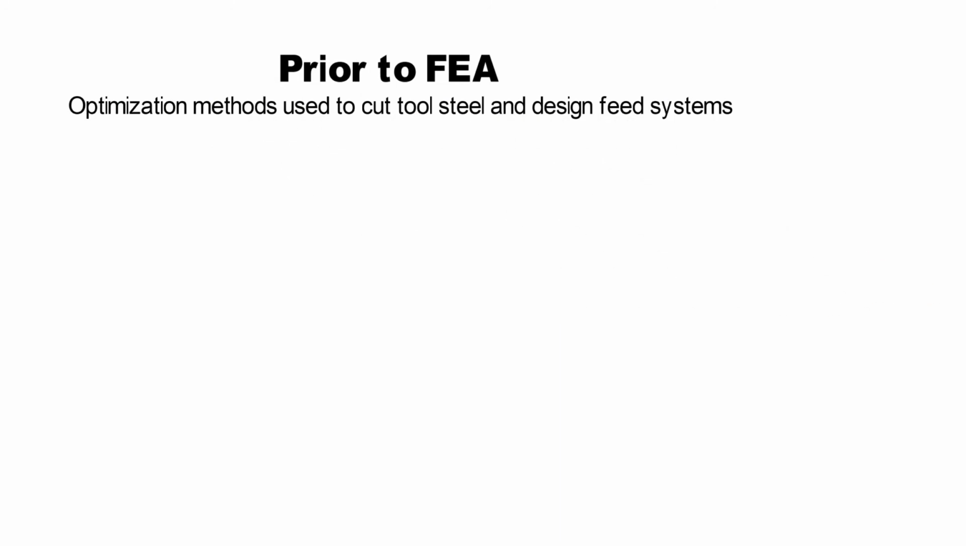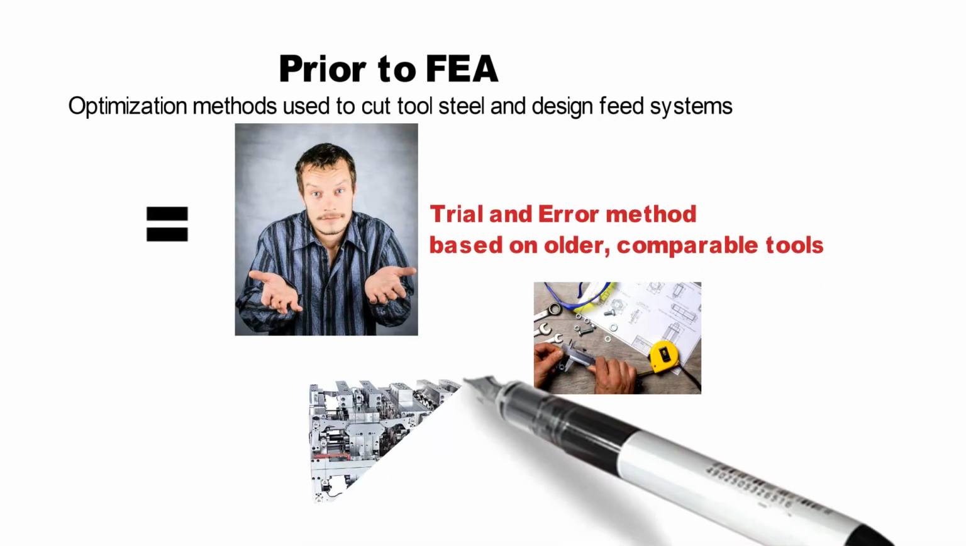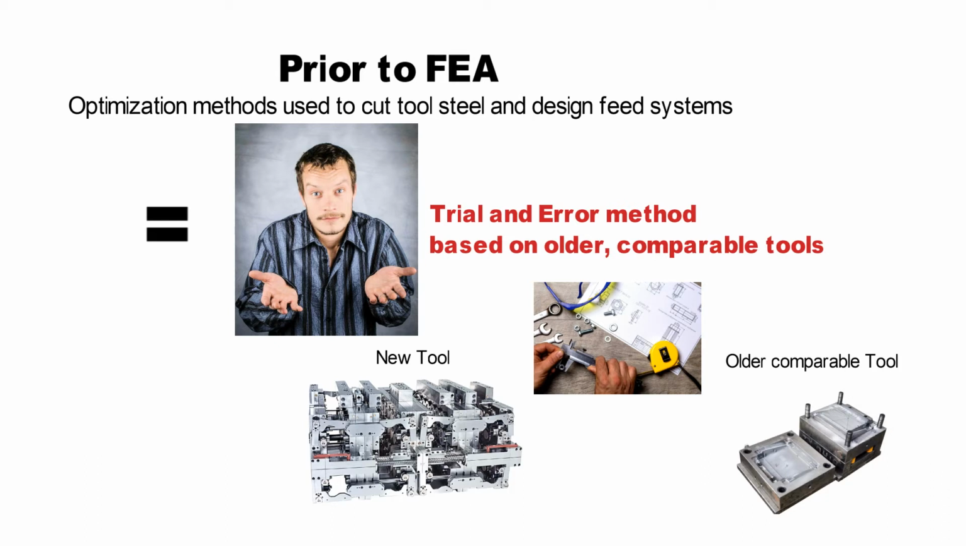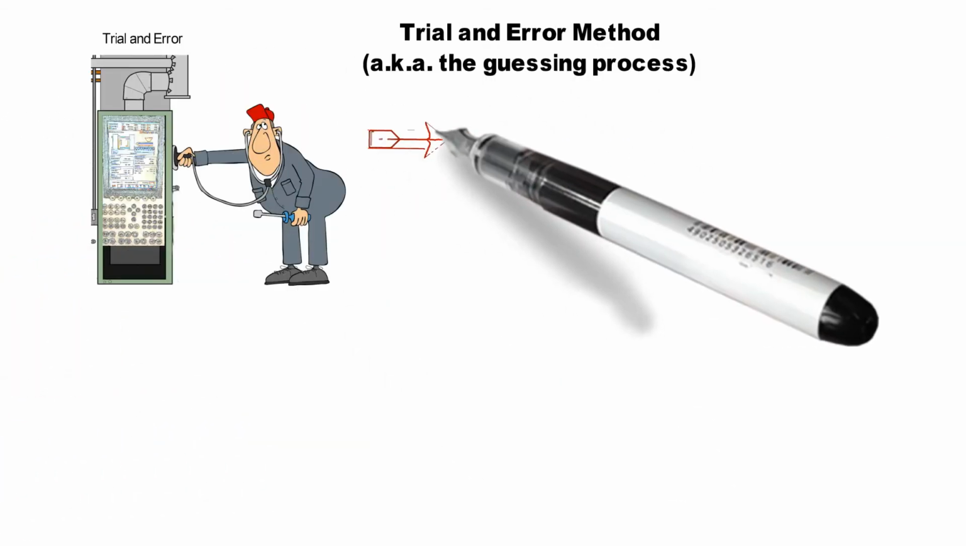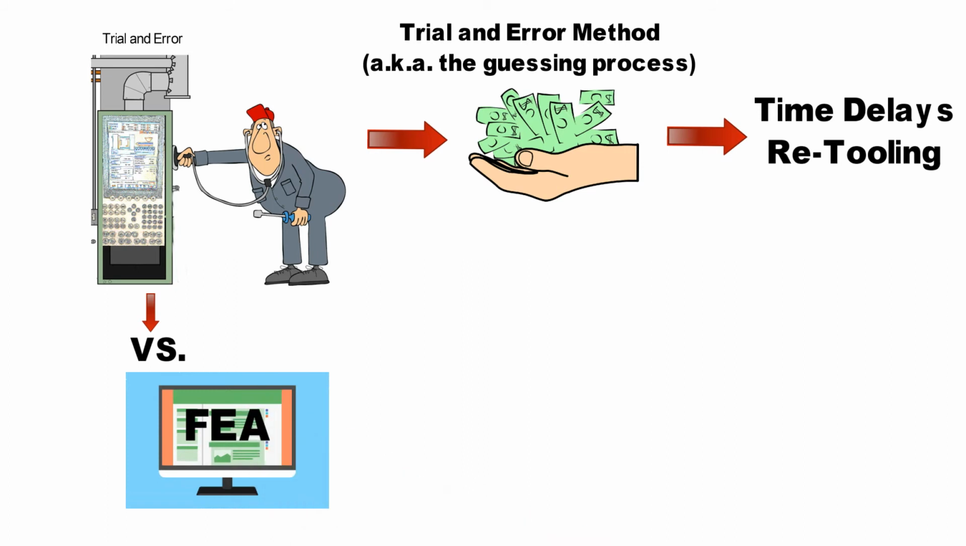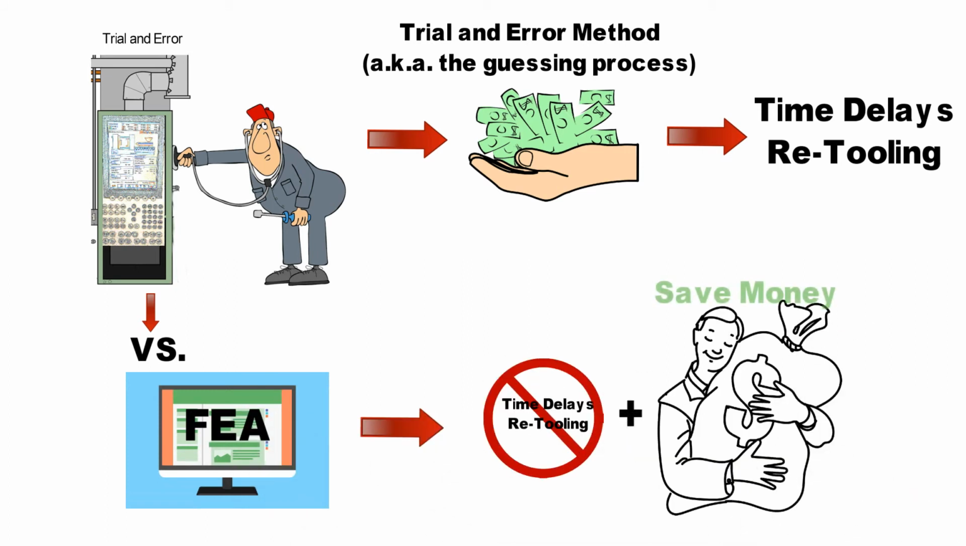Prior to FEA, a typical method used to refine product and process was to cut tool steel and design a feed system based on experience with older comparable tools. This method is also known as the trial and error method. This type of guessing process has cost manufacturers thousands of dollars in retooling and time delays that could have been prevented if they had first utilized FEA to troubleshoot the product and process.